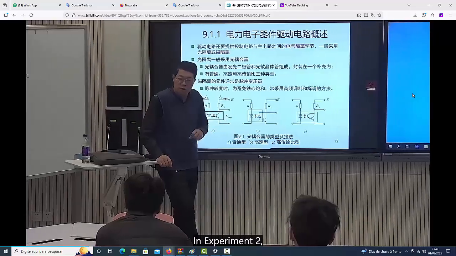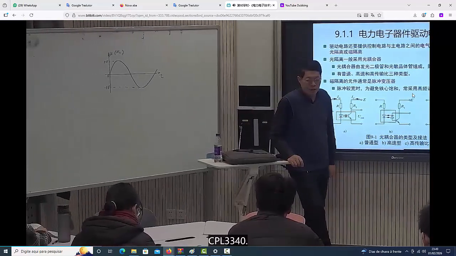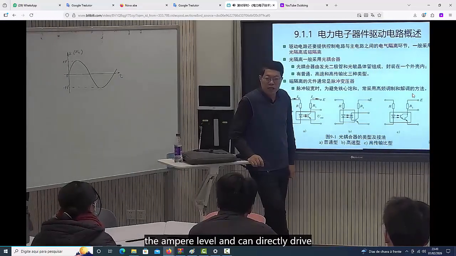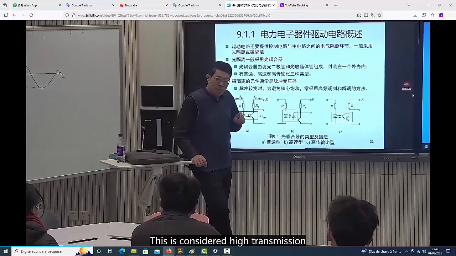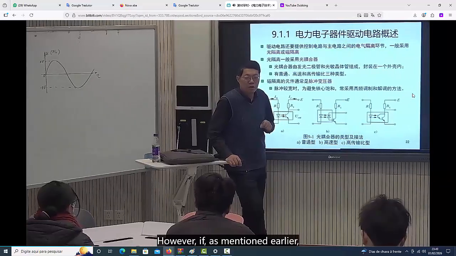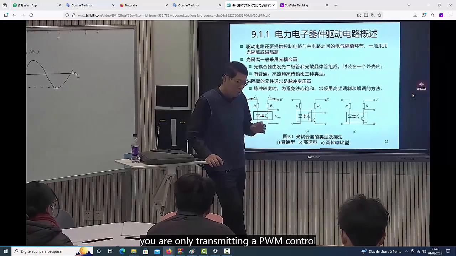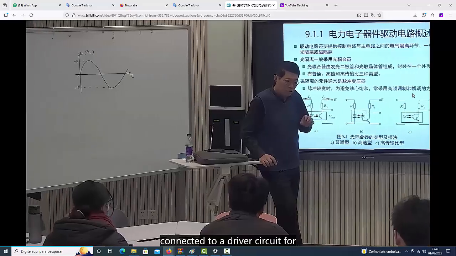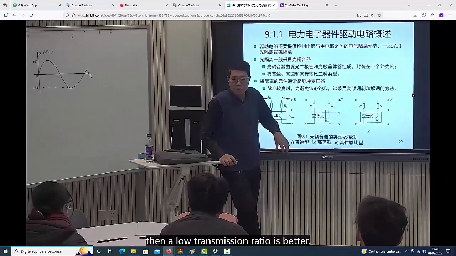In experiment 2, we used an optical network chip and a CPL3340. Its output current measurement can reach the ampere level and can directly drive a MOSFET. This is considered high transmission ratio. However, if, as mentioned earlier, you are only transmitting a PWM control signal, and then the control signal output is connected to a driver circuit for amplification, then a low transmission ratio is better.